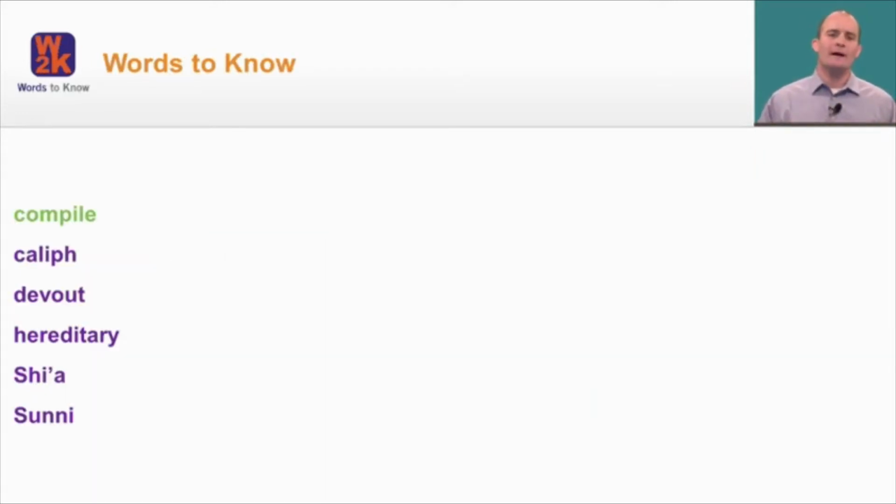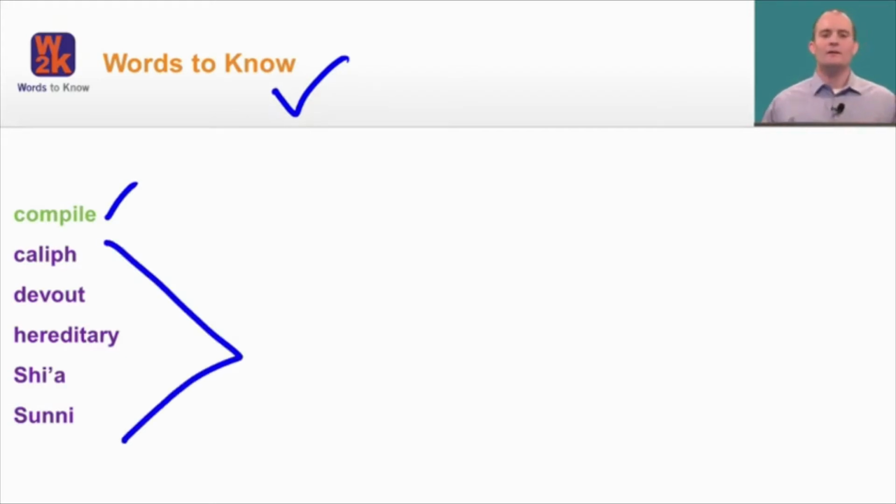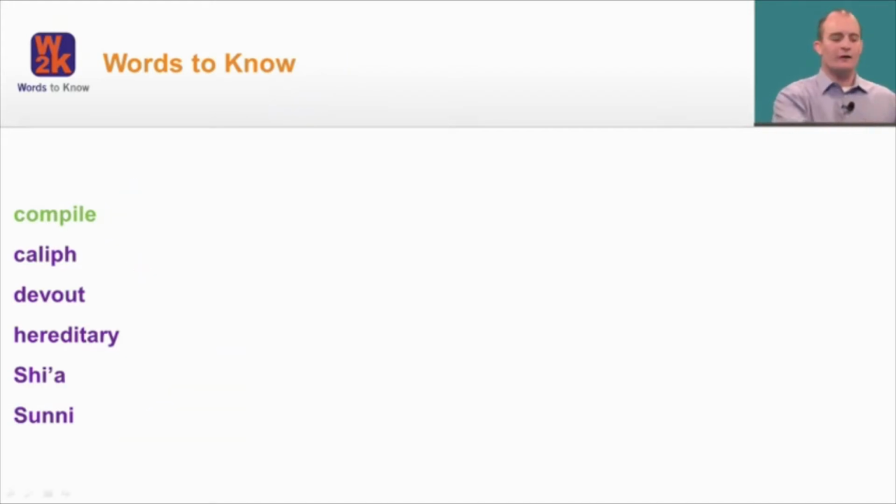Now, while we're doing that, there are some different words that you need to know. Your academic word is compile, and the rest of your words are your domain-specific words. Those words are caliph, devout, hereditary, Shia, and Sunni. Be on the lookout for these words as we go through this lesson, and always know that you can consult your glossary at any time during the lesson to look up these words to know.